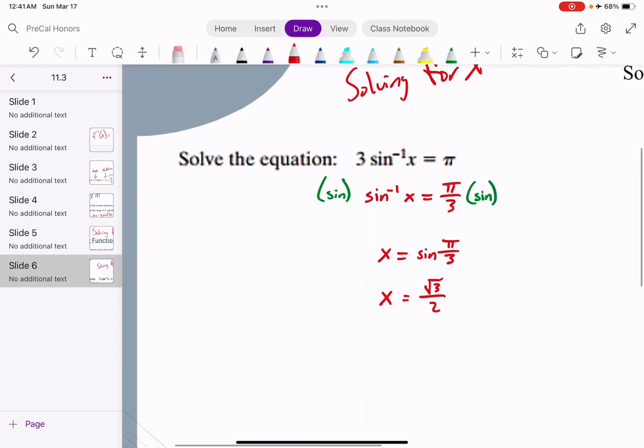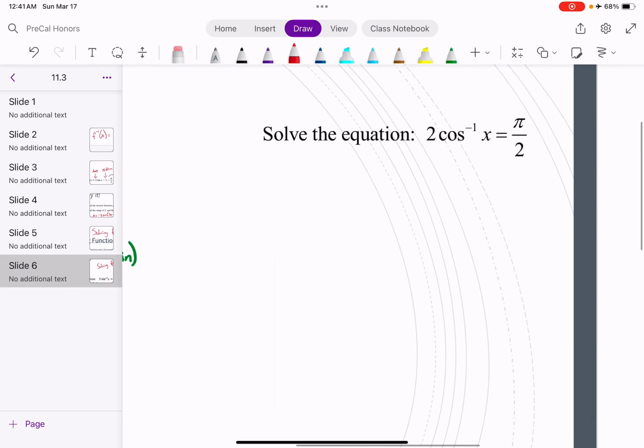Let's go ahead to this next problem. This problem is very similar, in which case we are going to isolate our x. So we have 2 cosine inverse of x is equal to pi over 2. Our very first step is going to be to divide by 2. So cosine inverse of x is equal to pi over 4.